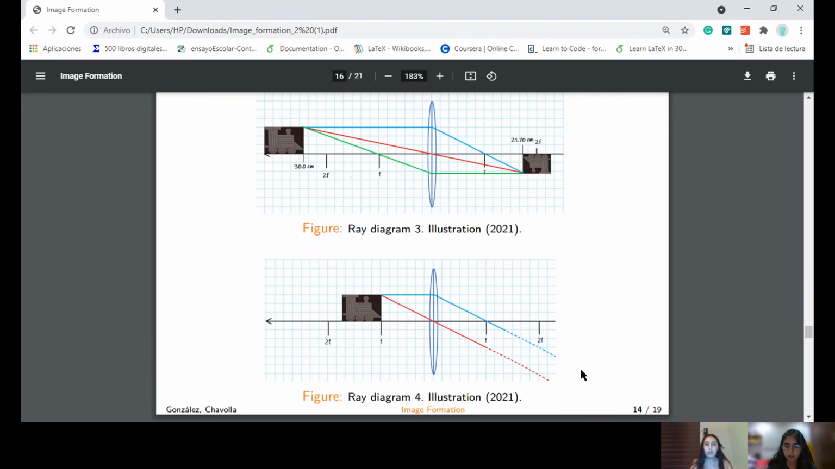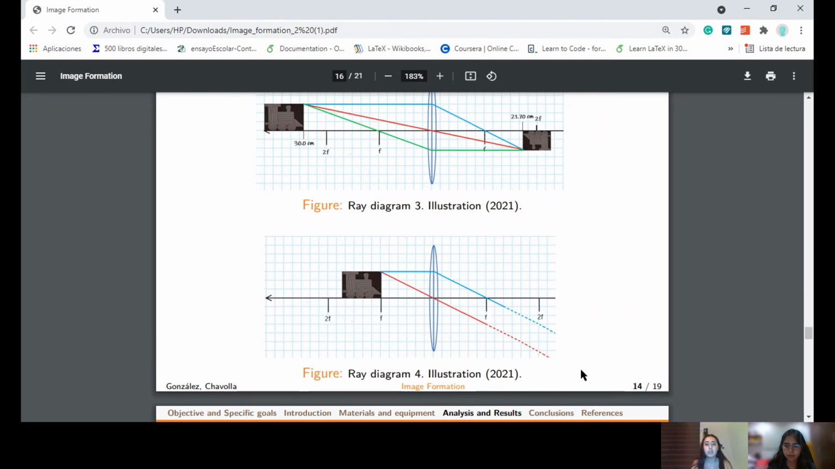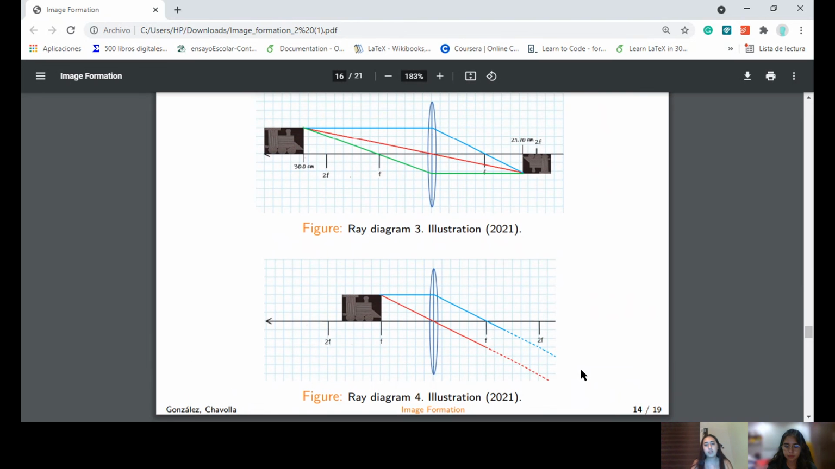And for the fourth ray diagram, the object is placed exactly at the focal length. Therefore, the image goes to infinity and the rays don't converge on a single spot. Therefore, it's impossible to classify this image.